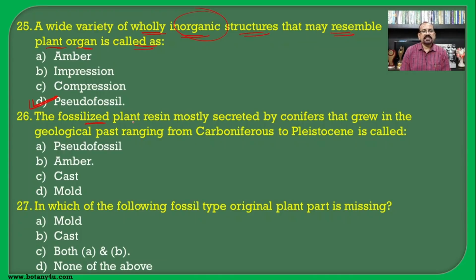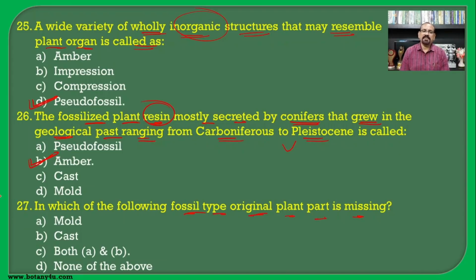The fossilized plant resin mostly secreted by the conifers that grew in the geological past, ranging from Carboniferous to Pleistocene. So which is the age of the gymnosperm is called as. Whenever you have this resin which converted into the fossil, that is known as the amber. Then which of the following fossil type original plant part is missing?